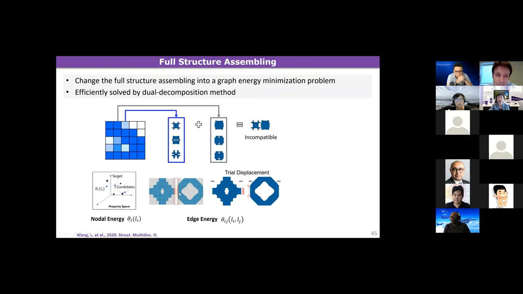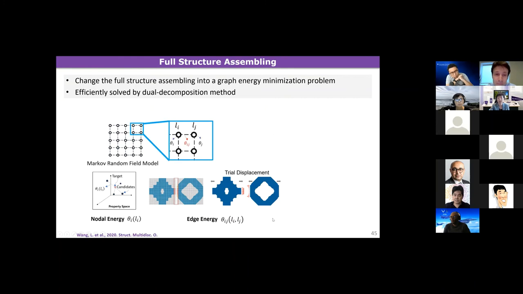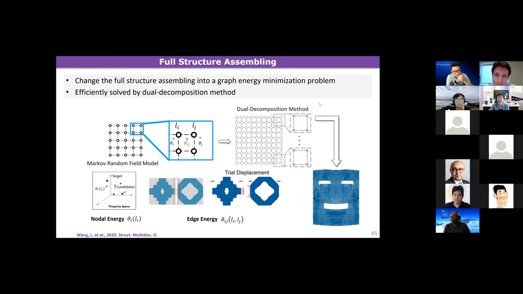And then we use some additional evaluation of the nodal energy and the edge energy to assess the compatibility of different unit cells in the neighborhood. And we developed an algorithm called the dual decomposition method to make sure that the search is efficient. So at the end, you can see the solution here: each different location has a very different unit block design. And we have some other methods, not this strategy; we actually have multiple strategies for how we do this multi-scale.